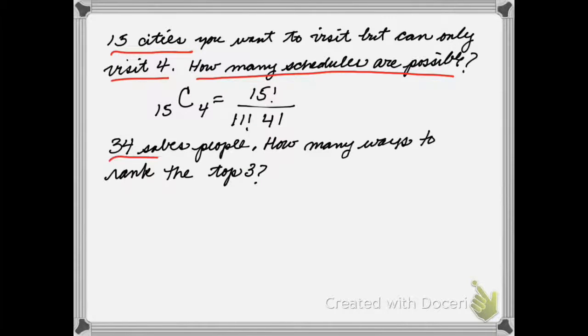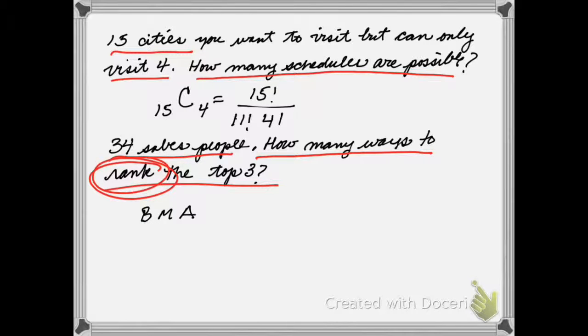Here we've got 34 salespeople. How many ways are there to rank the top 3? So this ranking, that's key, because now we're going to say order matters. So if I choose, say, Bob, Mike, and Alice, that's going to be different if I go Bob, Alice, Mike, because I'm ranking them. So here on this one, Mike is second and Alice is third, and on this one, Alice is second and Mike is third. So in that case, order is relevant, and when order is relevant, I'm going to use permutation.